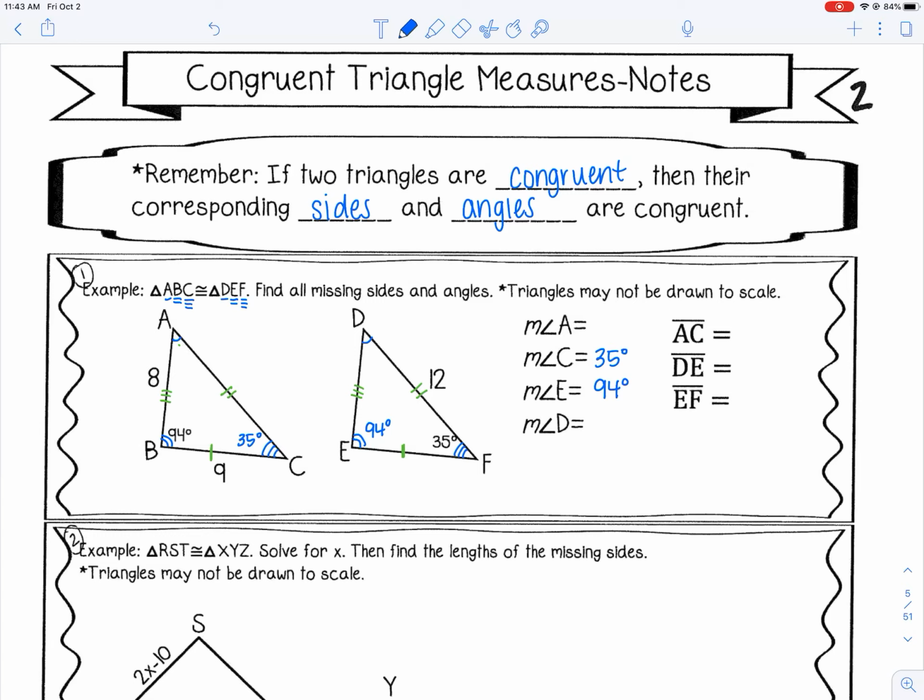Now we need to find angle A and angle D. Since we're looking at triangles, we know the angles add to equal 180. So 180 minus 94 minus 35 will give us our angle measure, which when you plug that in the calculator gives you 51. So angle A and angle D are both 51 degrees.